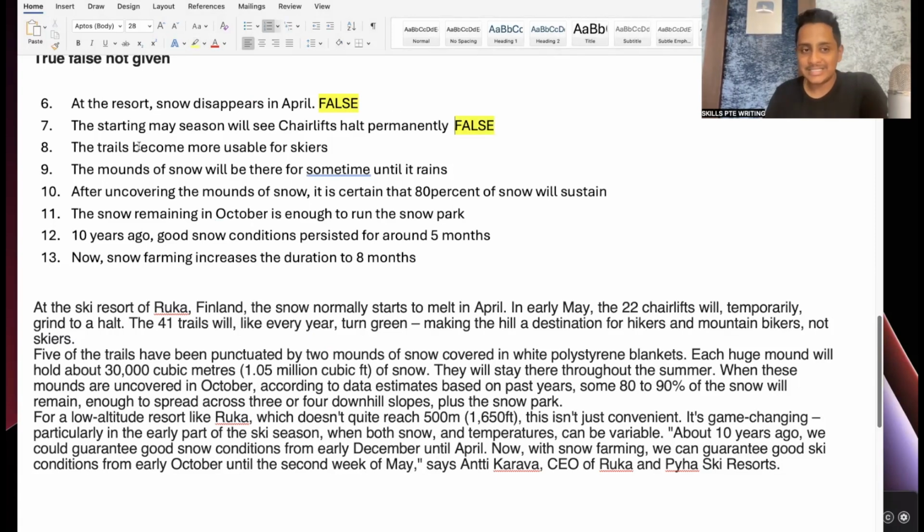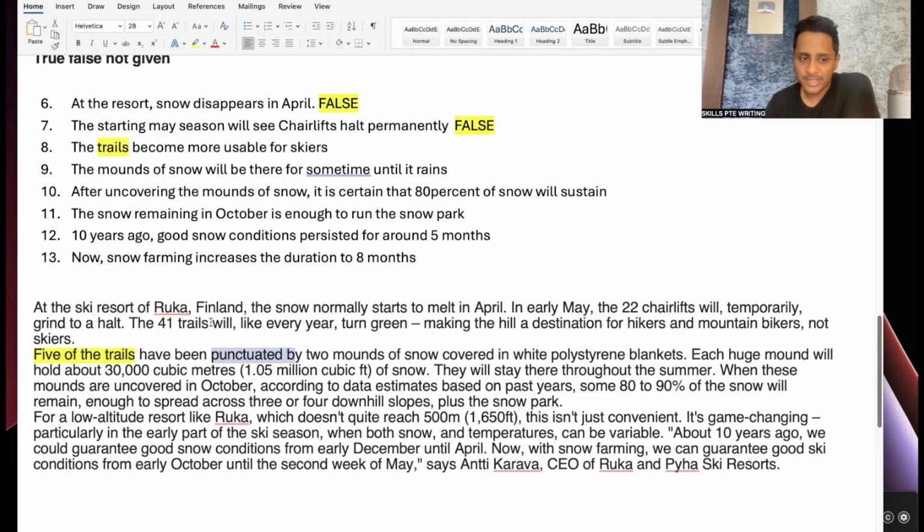The trails become more usable for skiers. On the snow, people do skiing, right? The trails become more usable for skiers. Chairlifts, 22 chairlifts, it's all the same. If you say not given, no, it is given. What will happen to chairlifts is already given. It can be either true or false. You cannot write not given. Getting it, Pallavi? The trails become more usable. Now you just need to identify this word and go. Trails.